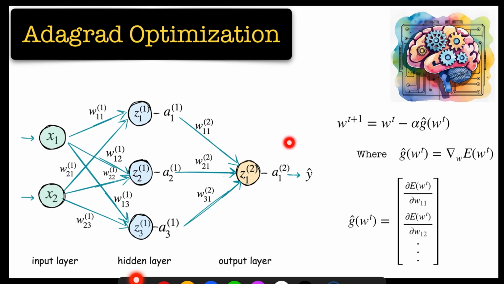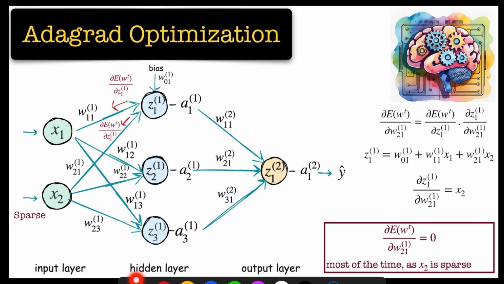Now see the neural network scenario. Wt+1 is Wt minus alpha times g hat Wt, where g hat Wt is the gradient of the error with respect to the weight parameters at that iteration t. Basically, we have to calculate this for all the weights: del E del W11, del E del W12, and so on. In real-life scenarios, we calculate it layer-wise, but I am just showing it here.